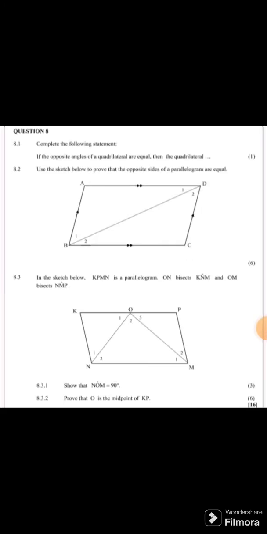This will be the first one, and then we have question 7 as the second question, which is 14 marks, and then we have question 8, which is 16 marks, where we are going to prove if the opposite angles of a quadrilateral are equal or opposite sides of a parallelogram are equal. So without wasting any time, let's tackle this first question for 6 marks.